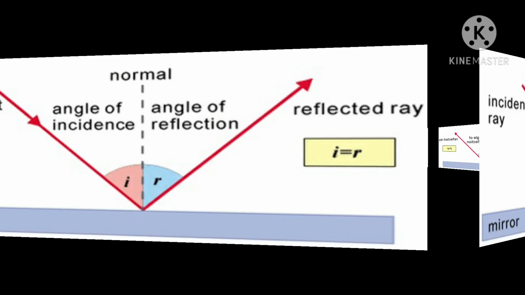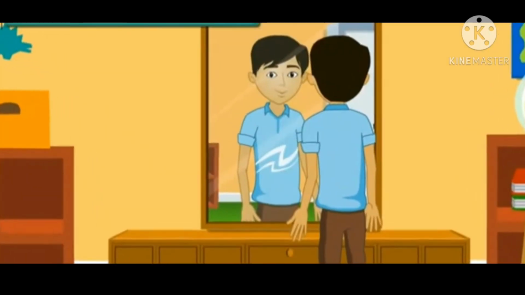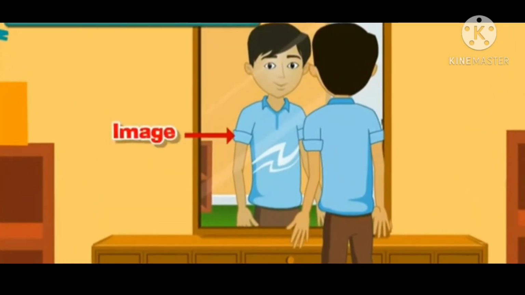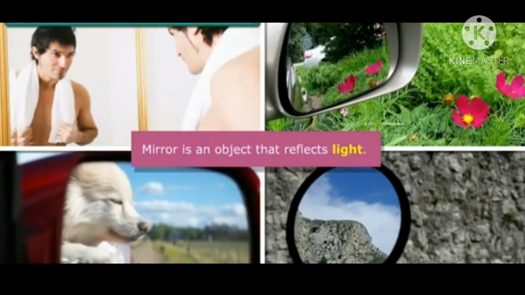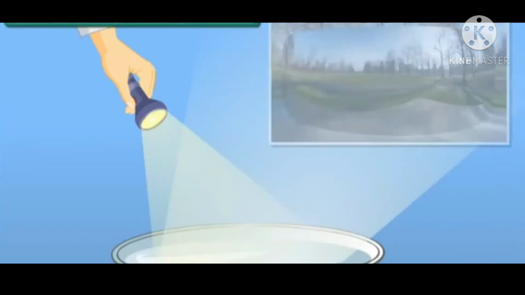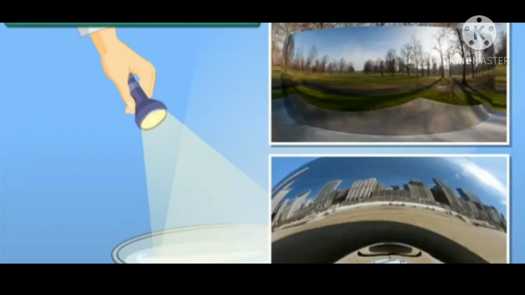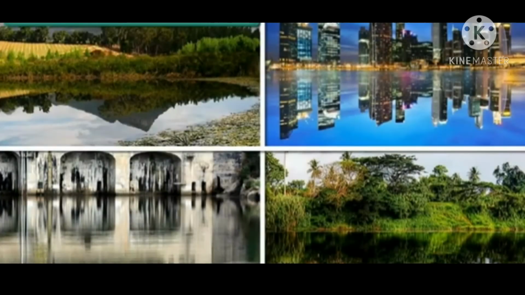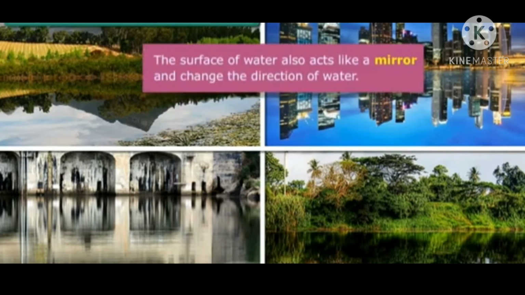Now the next topic is real and virtual images. The real images. The images which can be obtained on a screen are called real images. In a cinema hall, we see the images of actors on screen. A real image is formed when at least two rays coming from an object actually meet at a point after reflection from the mirror. Next, the virtual images. The images which cannot be obtained on a screen are called virtual images. A virtual image can be seen only by looking into a mirror.